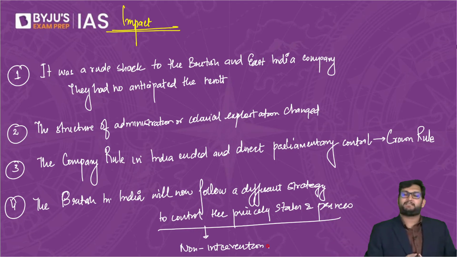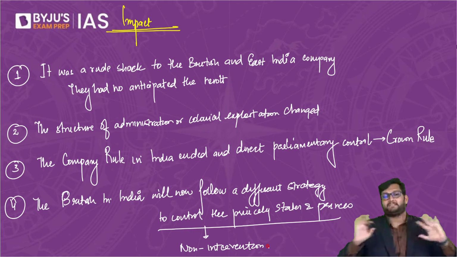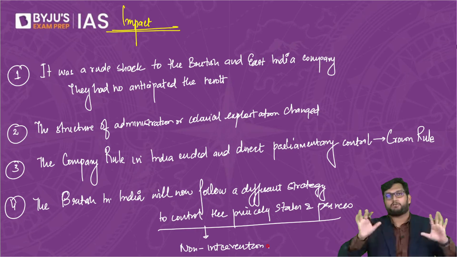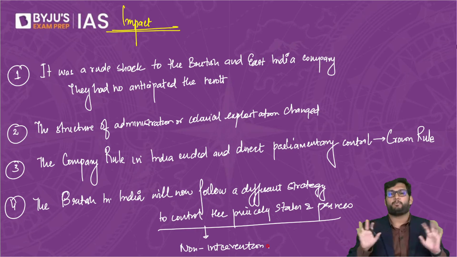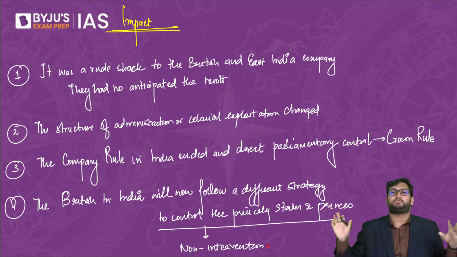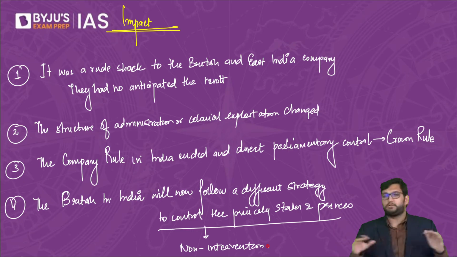In the sense that the first impact is that the British did not anticipate anything. A big shock to the British. Major rude shock, had no idea. 5 to 10,000 Europeans dead. No idea what was happening. Sati Chaura Ghat. There is full chaos.